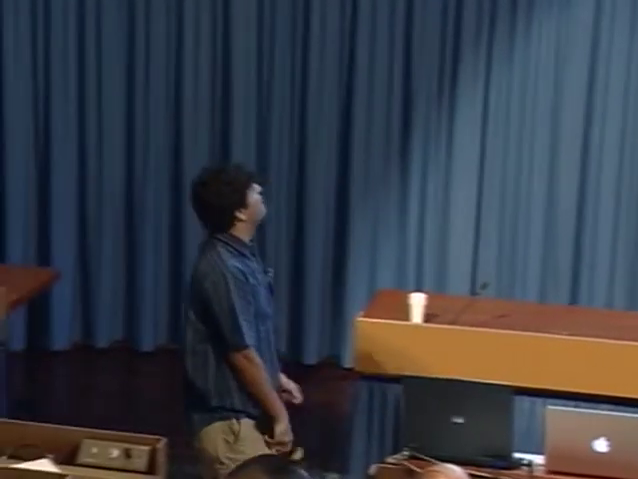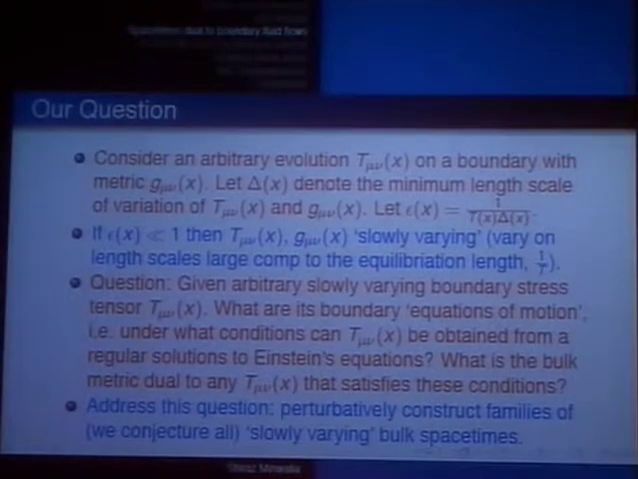And let epsilon of x denote 1 over T of x times delta of x. So epsilon of x is a measure of how fast things are varying on the length scale set by the equilibration length scale, namely 1 over the temperature of the theory. When epsilon is small, everything is varying on distances large compared to this equilibration length scale.